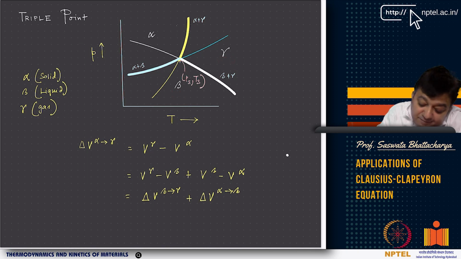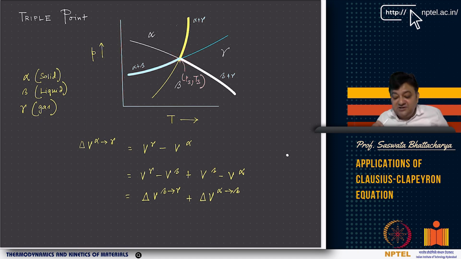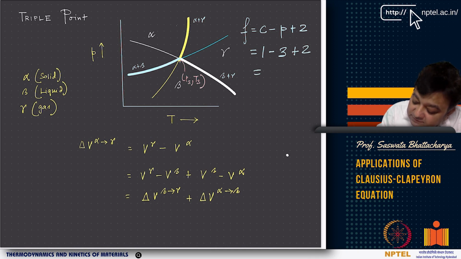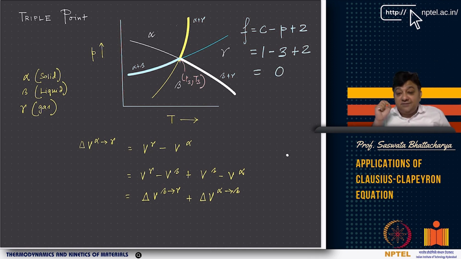But the interesting part here is the triple point. This is a pressure and temperature at which solid, liquid and gas coexist. At that point, as you remember, the degree of freedom F equals C minus P plus 2. C is the number of components in the unary system, which is 1, minus the number of phases, which is 3, plus 2, so this is equal to 0. So the triple point, as you remember, is fixed.